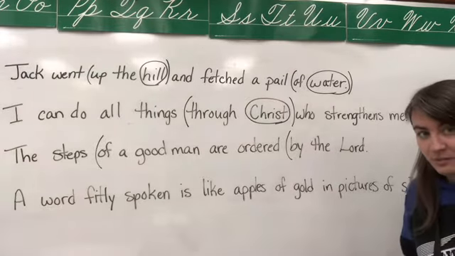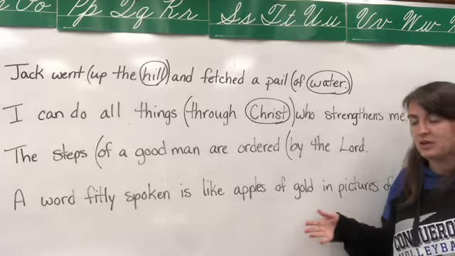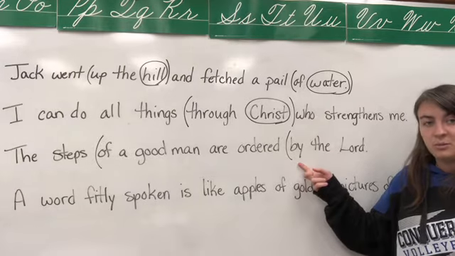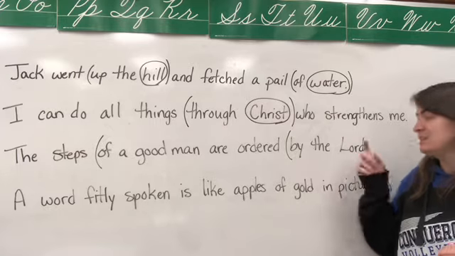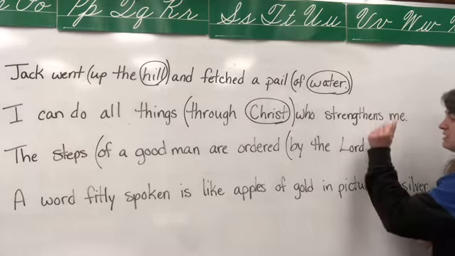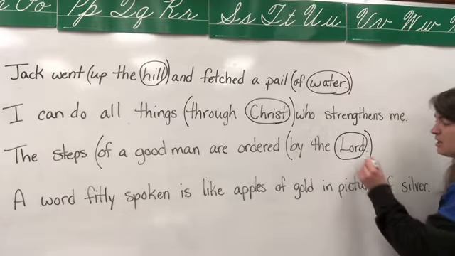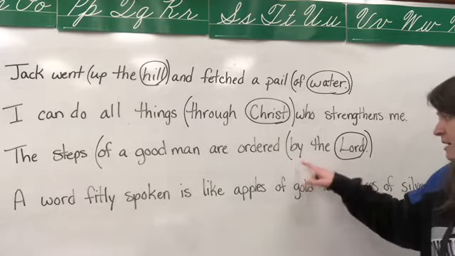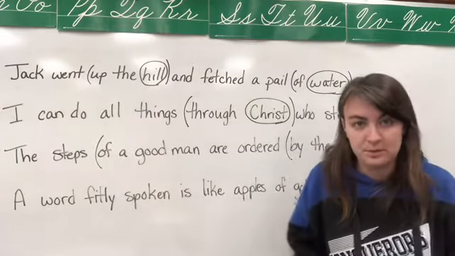Let's start with the word by, because it's very close to the end of the sentence, so it's pretty easy to find this one's phrase. By, what's the noun or pronoun that's going to be the object of our preposition here? That's right, Lord. So this is the end of our prepositional phrase, and Lord is our object of the preposition by, because by is saying who orders our steps.